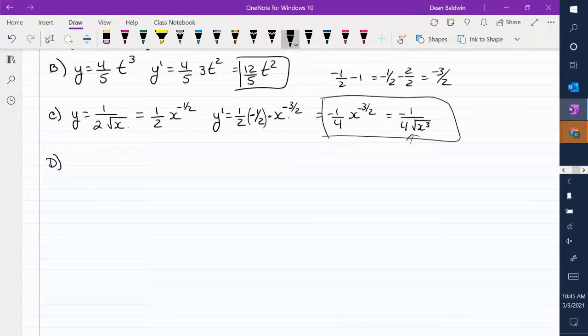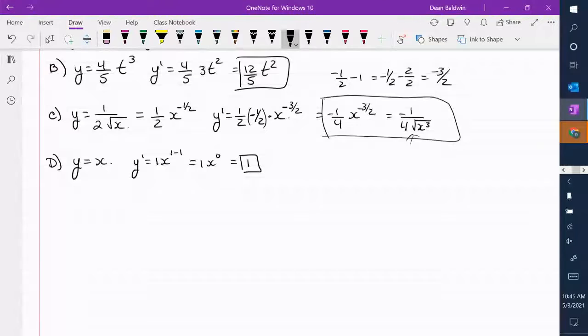D. What's the derivative of that? Hmm? 1. Because you drop the 1 down, it's x to the 1 minus 1, which is x to the 0, which is 1. So the derivative of x just by itself is always 1. All right, what if we have this?